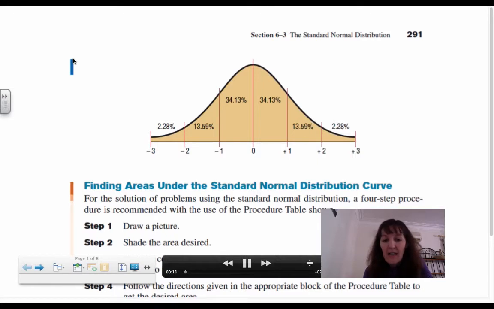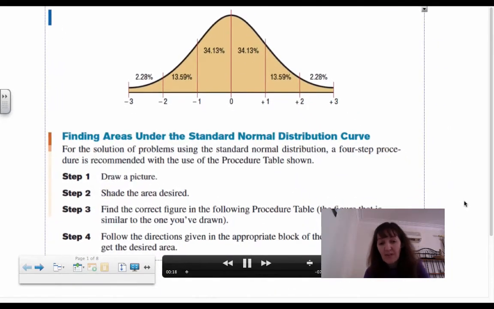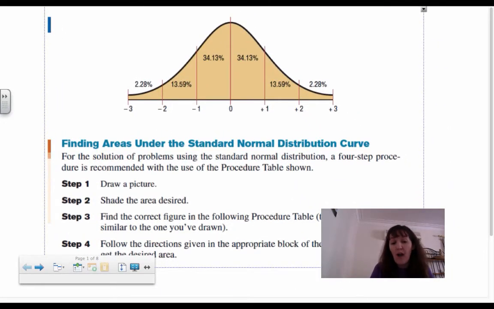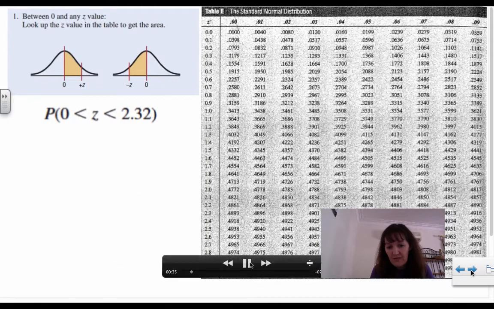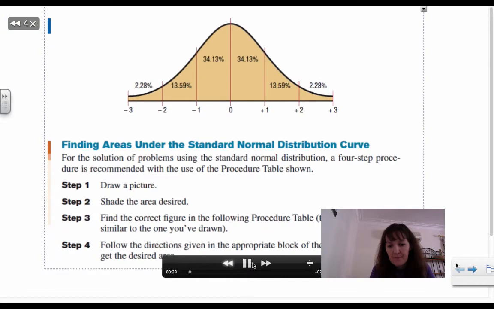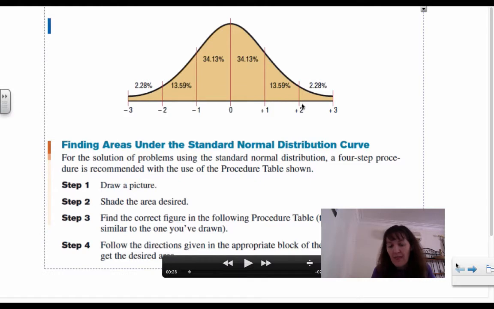So the steps, really quick. The first step, anytime you're given a z-score, is you need to draw a picture, because we need to look at what we are looking for. I would actually recommend you write these steps down. The second step is to shade whatever area we're looking for, because what we're looking for is an area underneath the curve. The third step is to follow the procedure table. There's 7 of them, and we're going to go through each one. Then we're going to find the area.